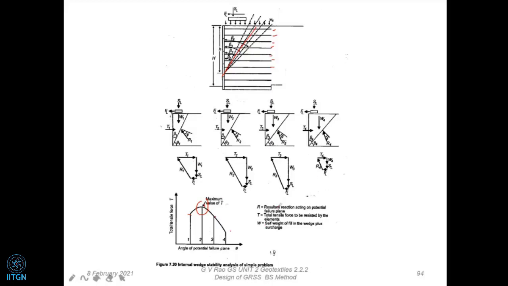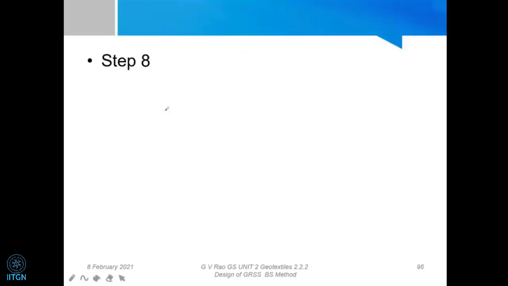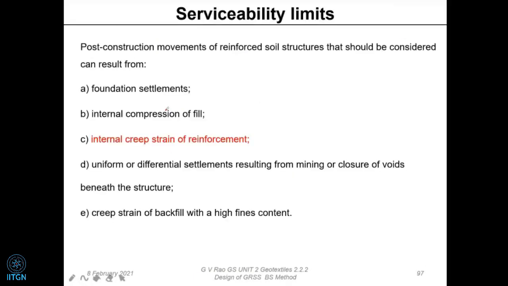So this is the internal stability check we do at different depths and in different possible ways, and that's how we check that the overall tension of the wedge you are going to get should be satisfied by the individual tension capability of all of the multiple layers. That is how we find out the summation, and that sum has to be taken care of by the tension capacity. That is the way in which it's done.